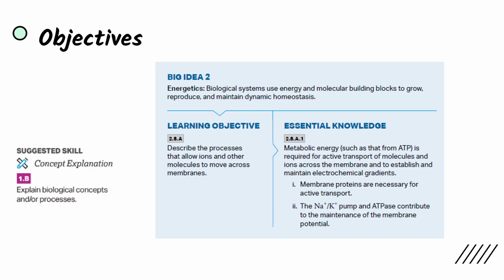And we've been looking at this for the past 4 or so subunits, talking about the different types of transport and diffusion that can happen across the cell. But here there's a focus on metabolic energy being required for active transport. So we'll be reviewing that as well. And the suggested skill is Concept Explanation 1B, explain biological concepts and/or processes.